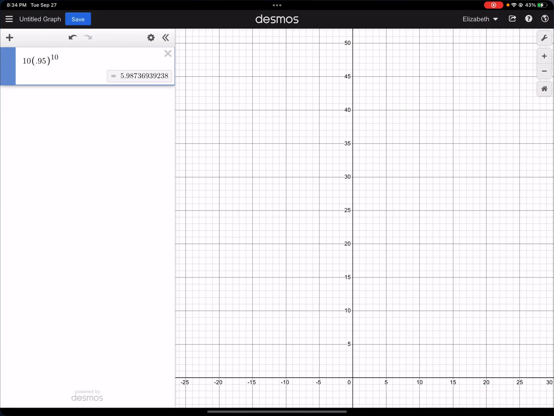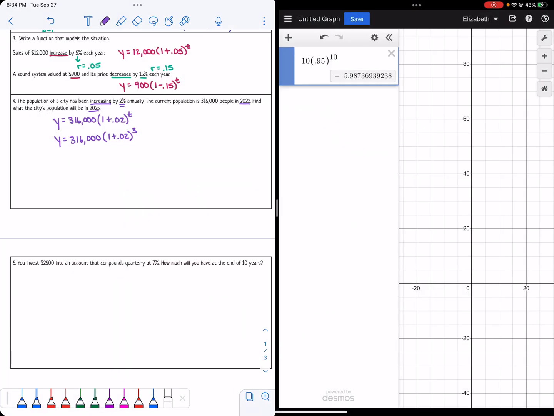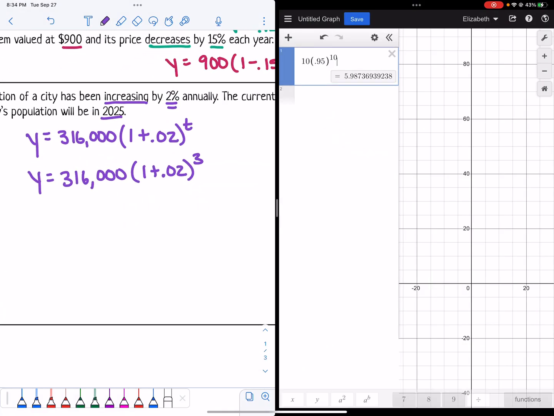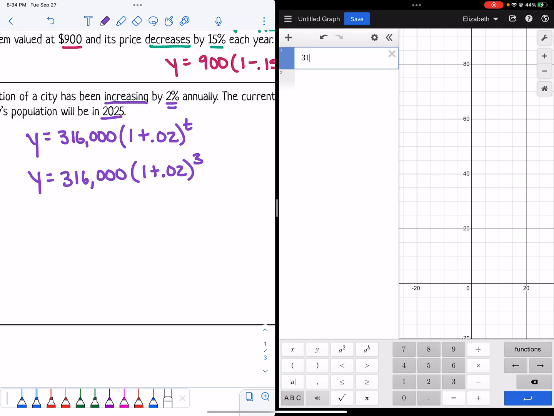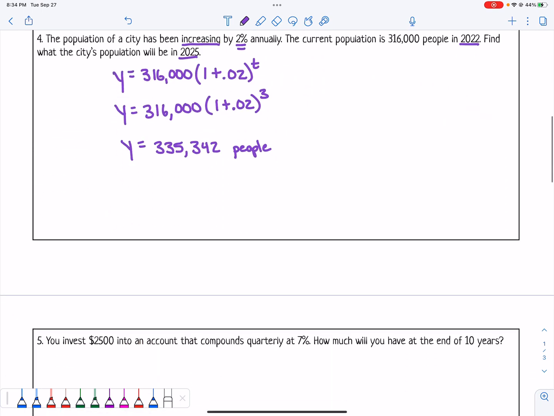So let me grab Desmos to type that in. And you could just use a graphing calculator or Desmos. But if you use Desmos, remember it doesn't like commas. So I got to put 316,000, 1 plus 0.02, or you could type 1.02. And then I need an exponent of 3. So I get a population of 335,342. I'll go ahead and round up since we're talking about people. All right, so that's it for number 4.